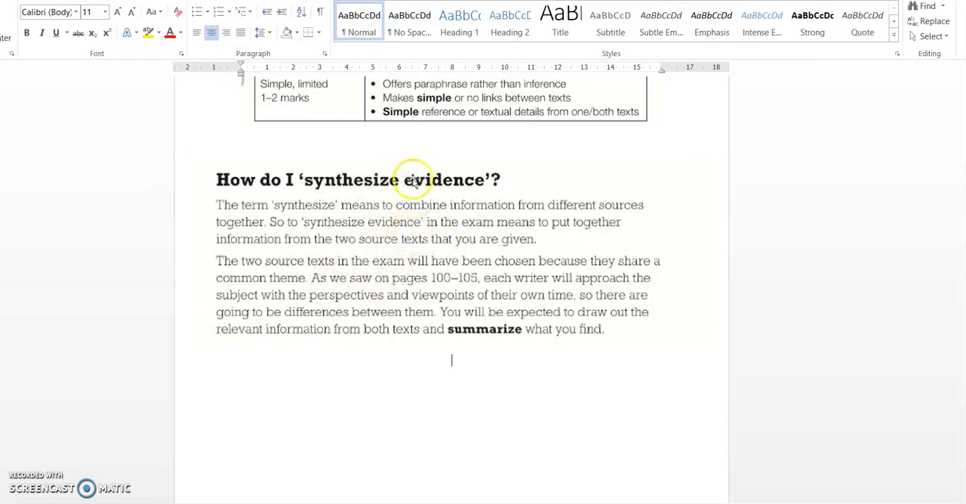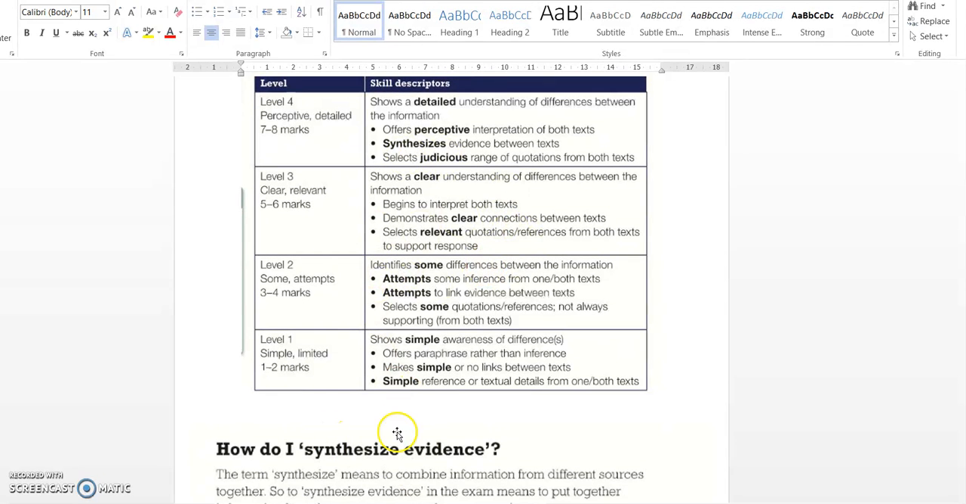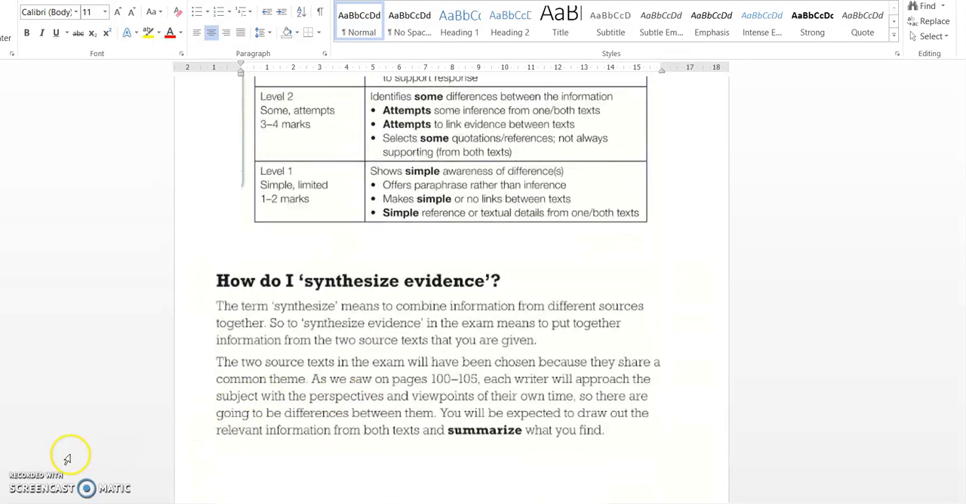Okay, so that's quite a useful little summary about what synthesis is. So I'm going to stop this video here because it's a little introduction to question 2, and if you go to part 2, then you'll see me going through the texts and actually using these skills from the mark scheme and showing you what I mean by synthesize. Okay, so go to part 2.